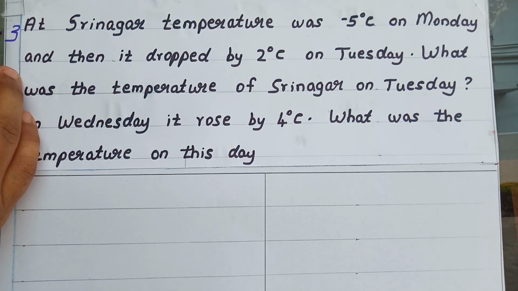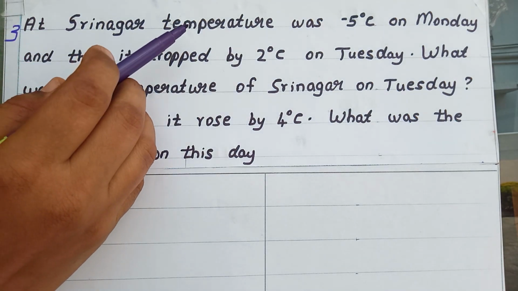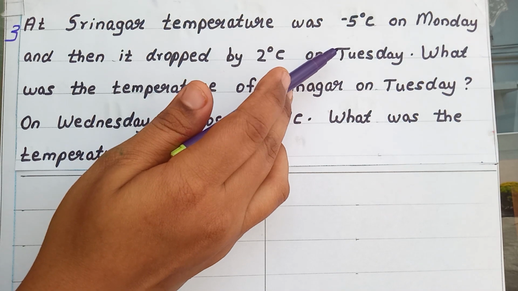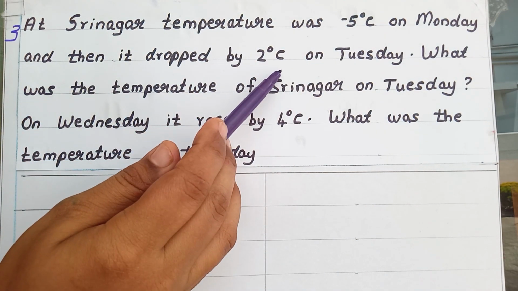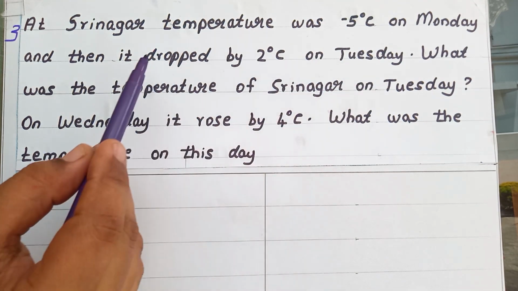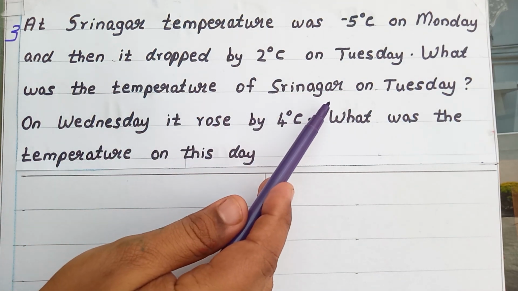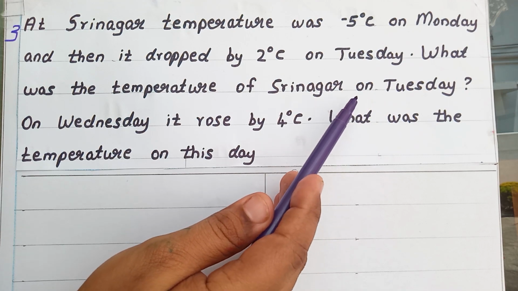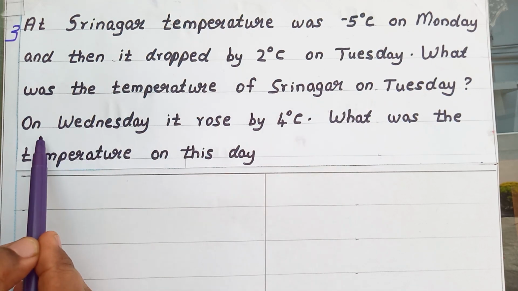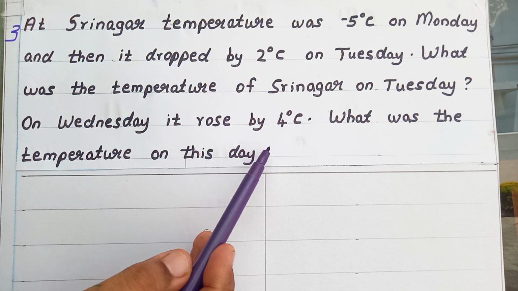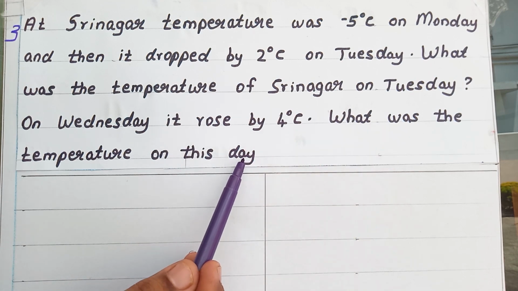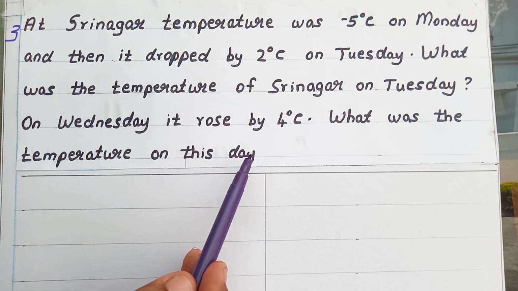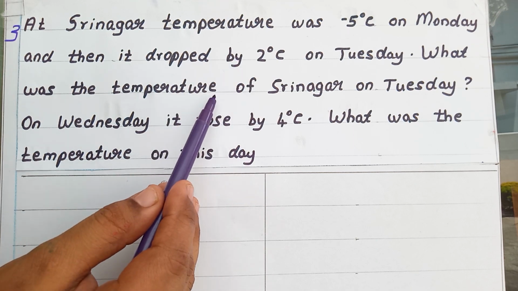Question number 3 says that at Srinagar the temperature was minus 5 degrees on Monday and then it dropped by 2 degrees Celsius on Tuesday. What was the temperature of Srinagar on Tuesday? That's our first question. Then on Wednesday, it rose by 4 degrees Celsius. What was the temperature on this day? So, two questions are here. First, we can deal with the first question.